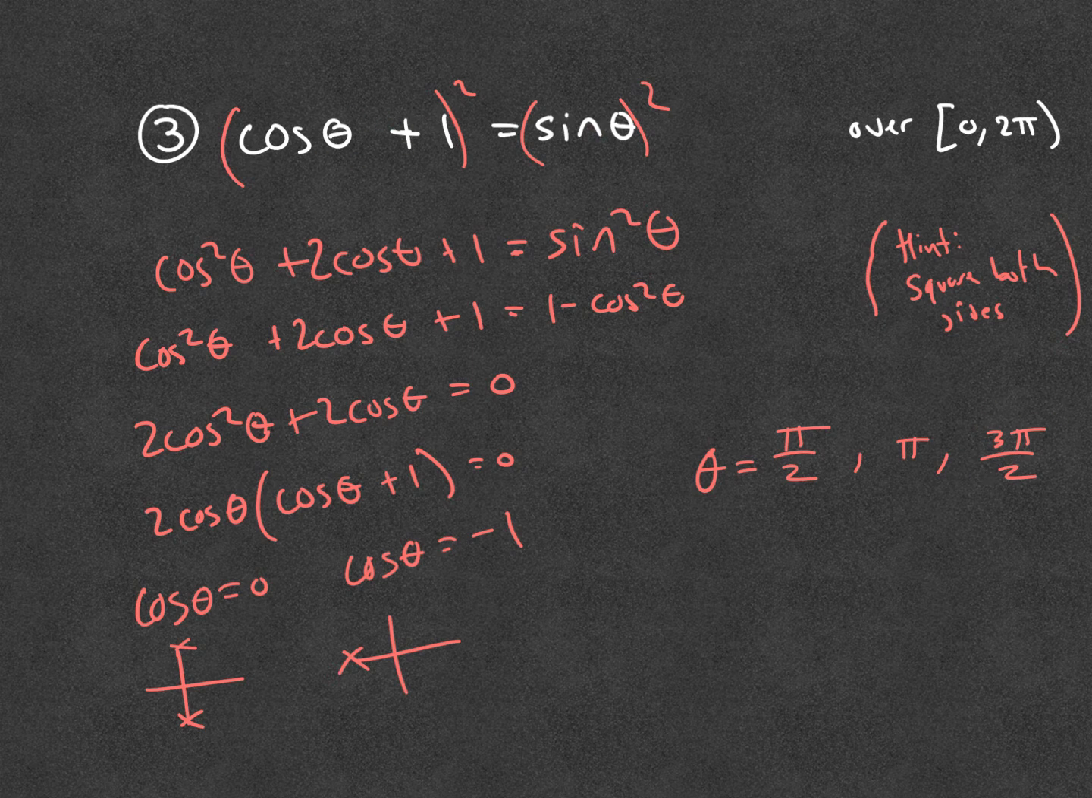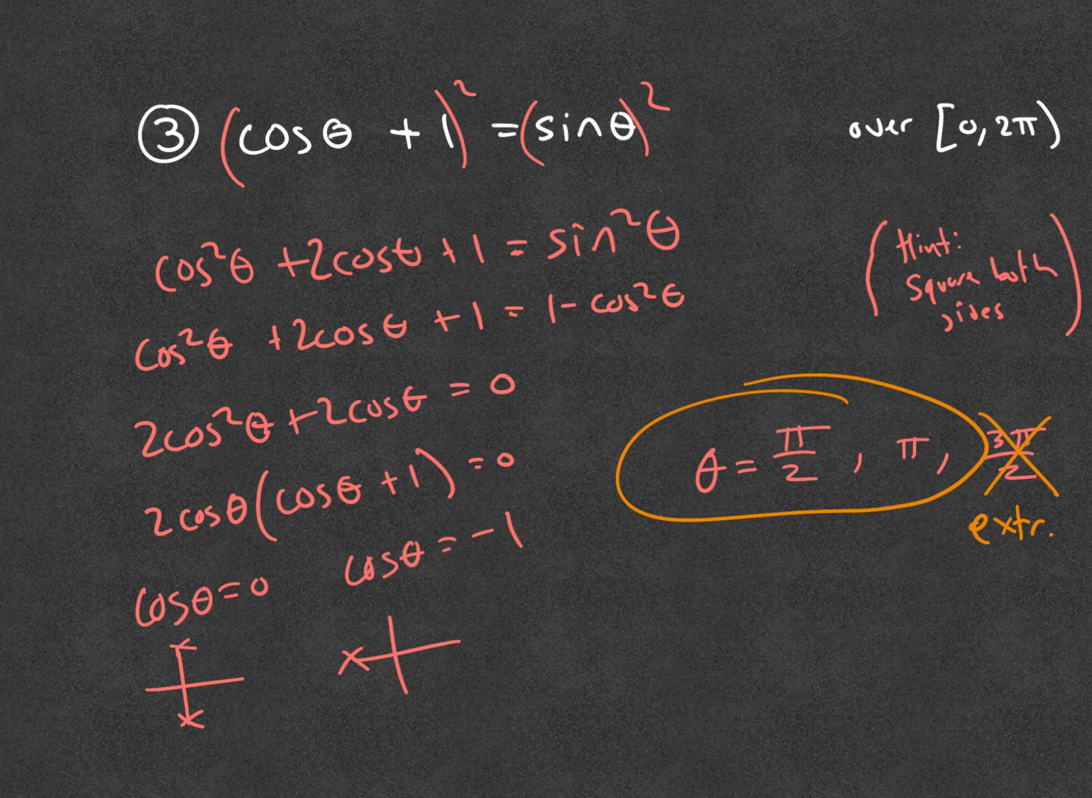What about 3 pi over 2? Cosine of 3 pi over 2 is 0, so I get 1 equals sine of 3 pi over 2, which is negative 1. Oh, so 3 pi over 2 is extraneous. We're going to cross it off. So my only 2 solutions there are that.